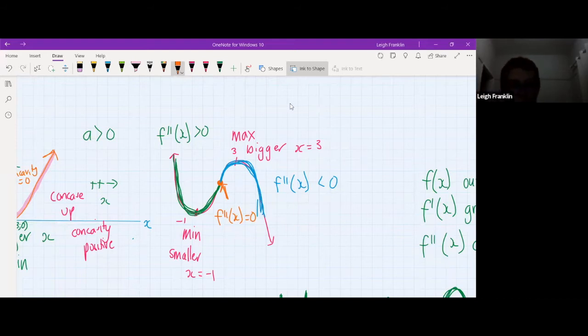I just want to reply to a question, and then we're going to talk about the coordinates at the point of inflection.